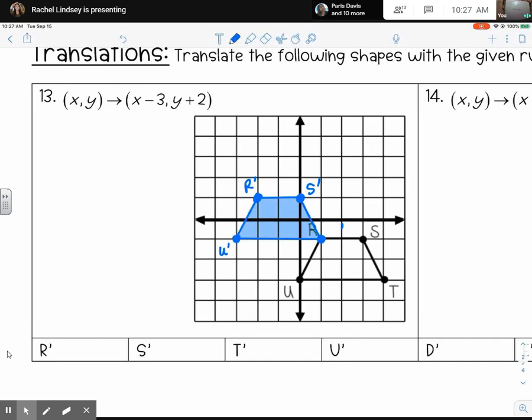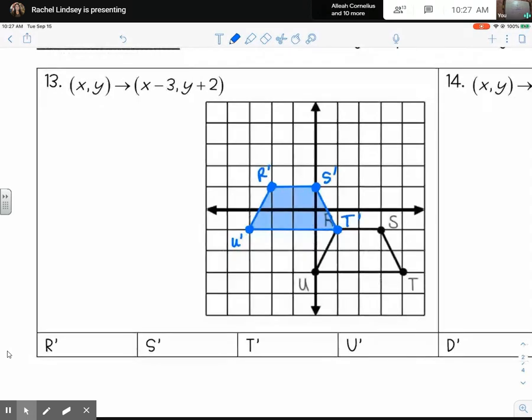Of these three, let's leave these off. Okay, so down at the bottom of those, it wants you to put the coordinates for your new point. So what are my coordinates for R prime? (-2, 1). S prime? (0, 1). T prime? (-3, -1). And then U is at (-3, -1).